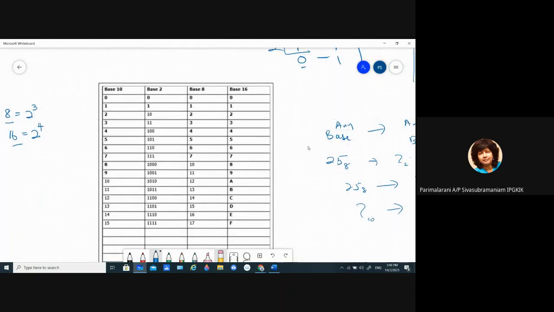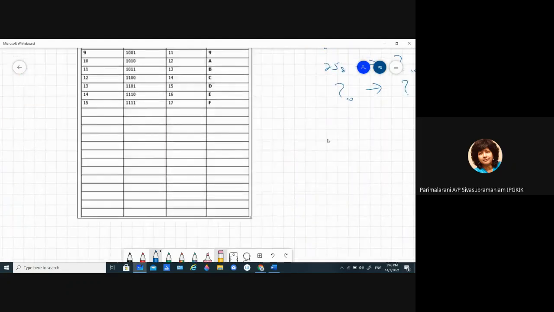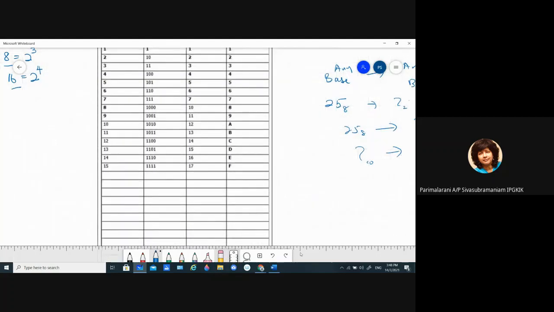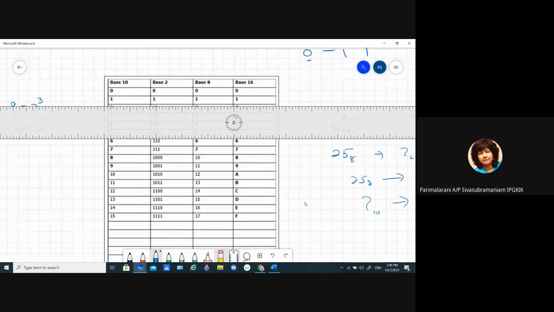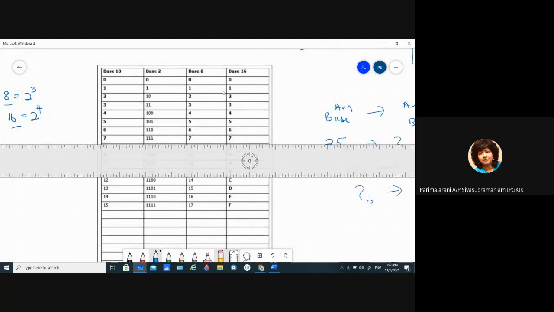So if you look at this table here, let's look at base 8 numbers. In base 8, the digits are 0 until 7, correct? We have 8 digits here. The largest digit is 7, and 7 in base 2 is 111. 6 in base 2 is 110. 0 in base 2 is 0. But 7 is 111, which is 3 digits. I can also write 0 as 3 digits, I can write this as 000.